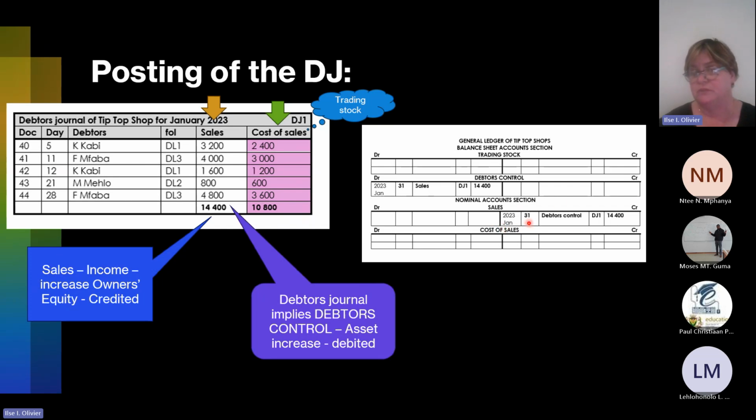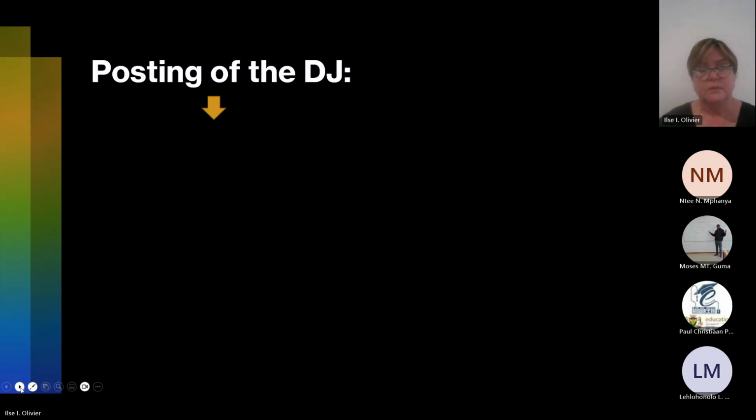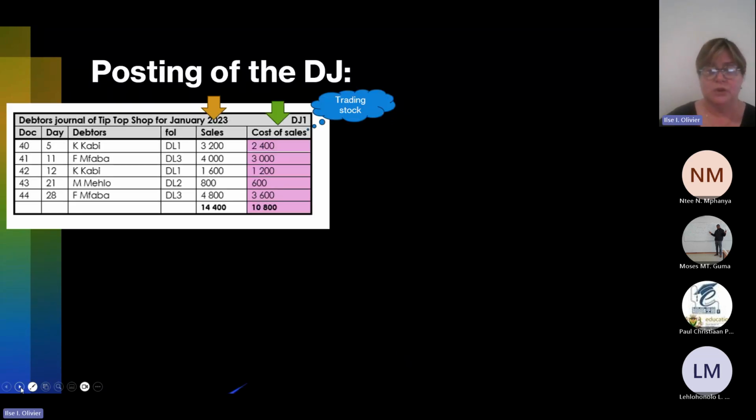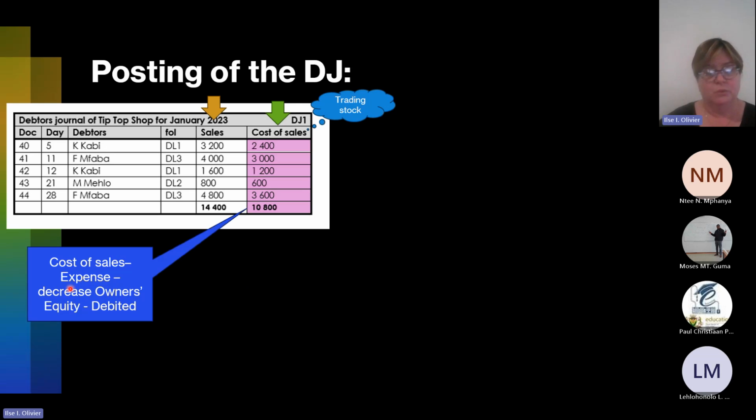2023, January the 31st, DJ1, 14,400. Why do we write here debtors control? Because we're taking it to that account on the debit side. 2023, January the 31st, sales DJ1, 14,400. Now again, we look at the cost of sales that you marked and you wrote trading stock at. What do we know now?